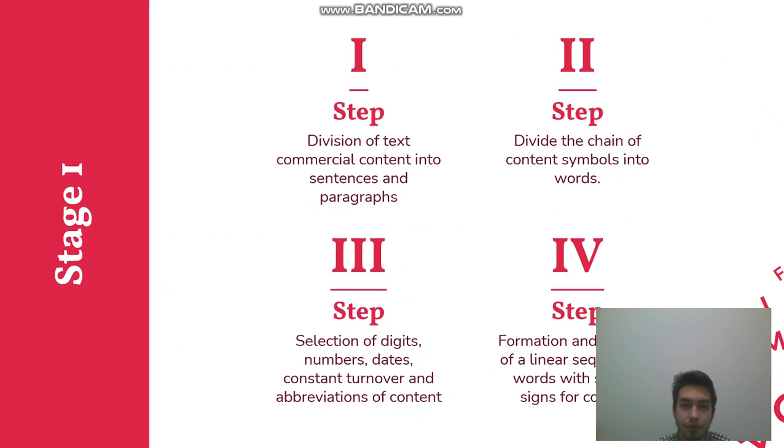The first step is division of the text or grammatical content into sentences and paragraphs. The second step is dividing the chain of content symbols into words. The third step is selection of dates, numbers, and other content, and role application to the content. The fourth step is formation and analysis of the linear sequence of words within the several strings of content.